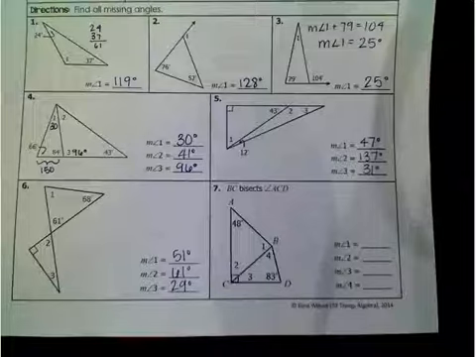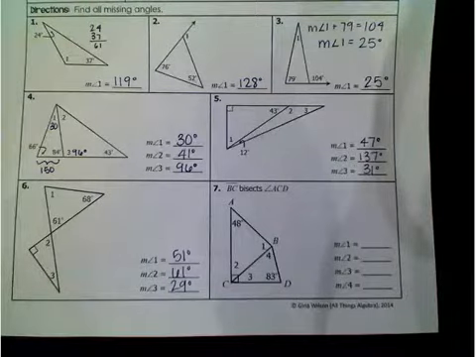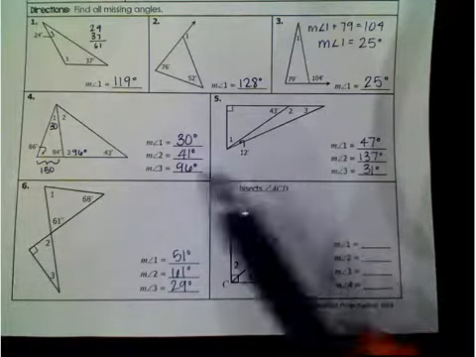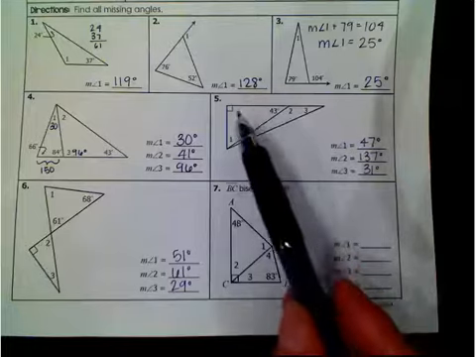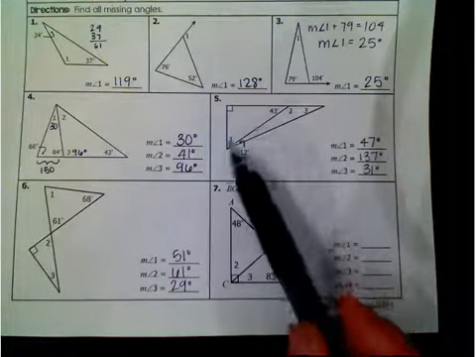Okay, so hopefully neither one of those was too difficult. 5 was very similar to 4. The only difference is we do have a right angle here, so that should have been your second angle within this triangle.